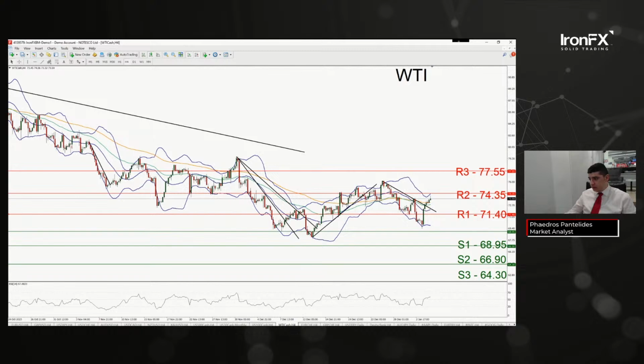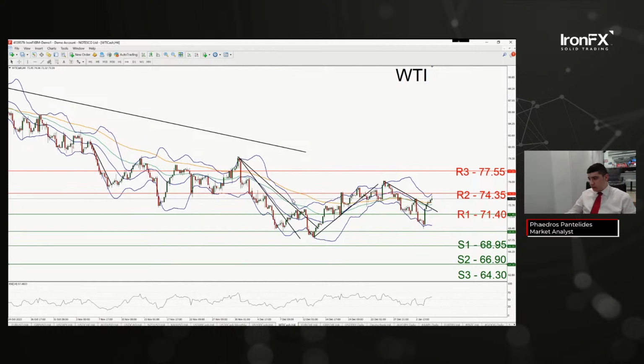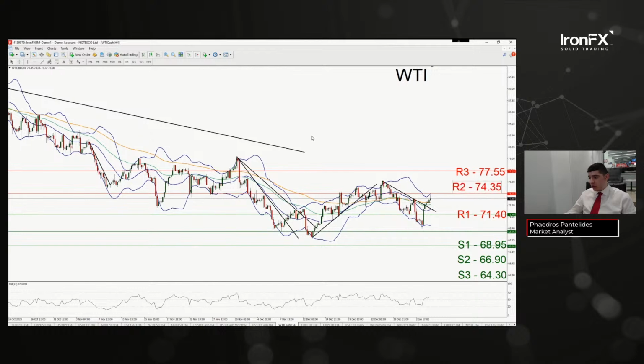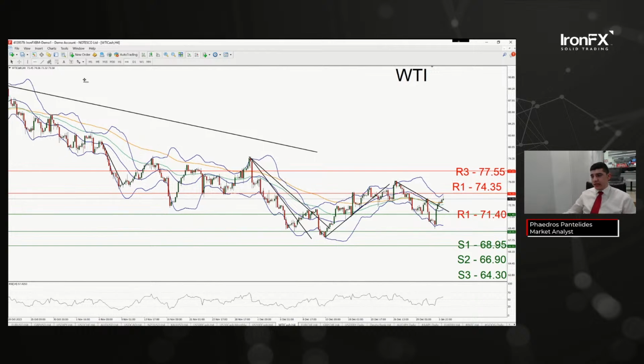So this could be resistance turned to support. Then you have S2 and S3. Now aiming for R1, 43.74.35, which was our R2 yesterday. So switching this to R1. Then we have R2. And then we could place resistance at R3 at this previous high.